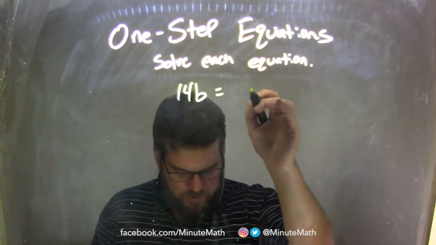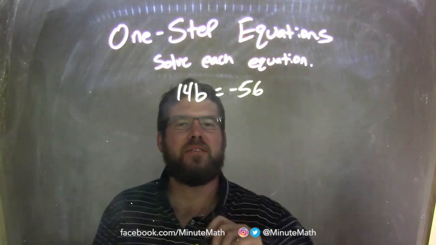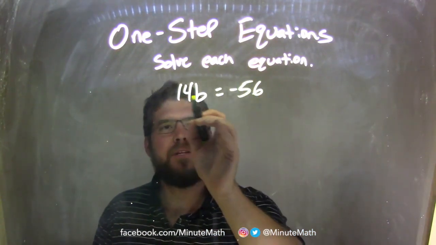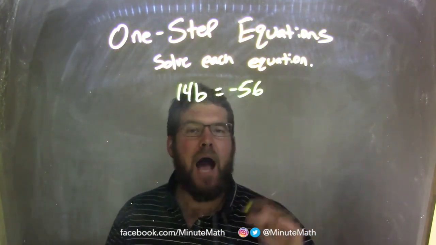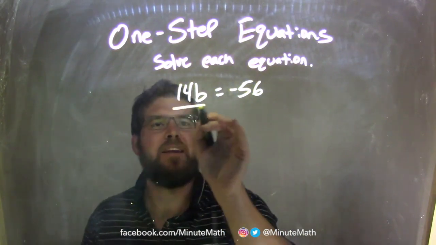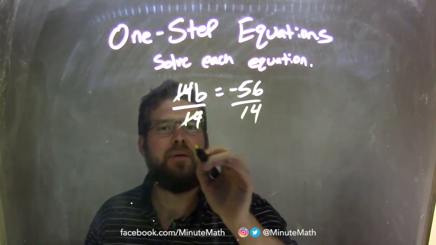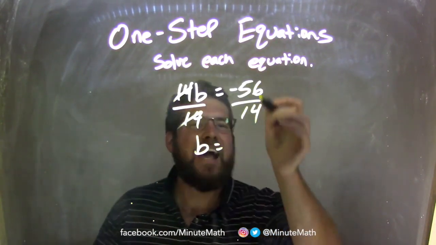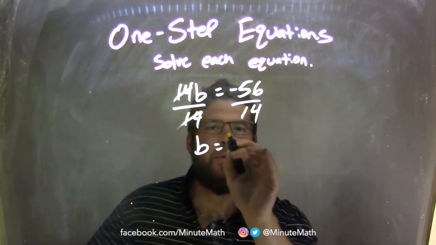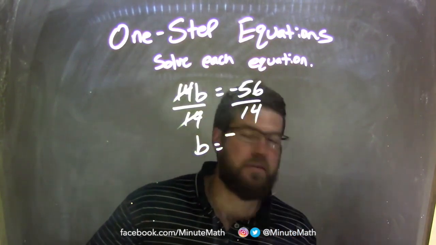14b equals negative 56. Well, I have multiplication here, right? 14b is 14 times b. And the opposite of multiplication is division. So I need to divide by 14 on both sides. Keeping in mind here that 14 divided by 14 is just b. And a negative divided by a positive is a negative. So my final answer has to be negative.